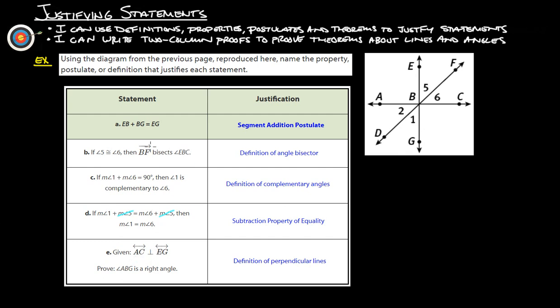So again, there's lots of clues in here. So look, we've got this bisects EBC, it's a ray that's bisecting an angle, definition of angle bisector. This right here, complementary angles, definition of complementary angles. This is where we're taking a segment and adding it to another segment, segment addition postulate. Okay, and then here's our little perpendicular piece here. This line is perpendicular to this line. Show that that makes a right angle. That's our definition of perpendicular lines.